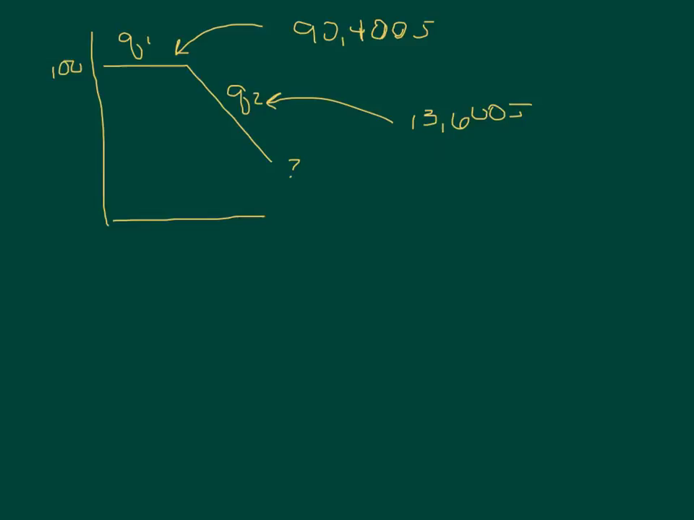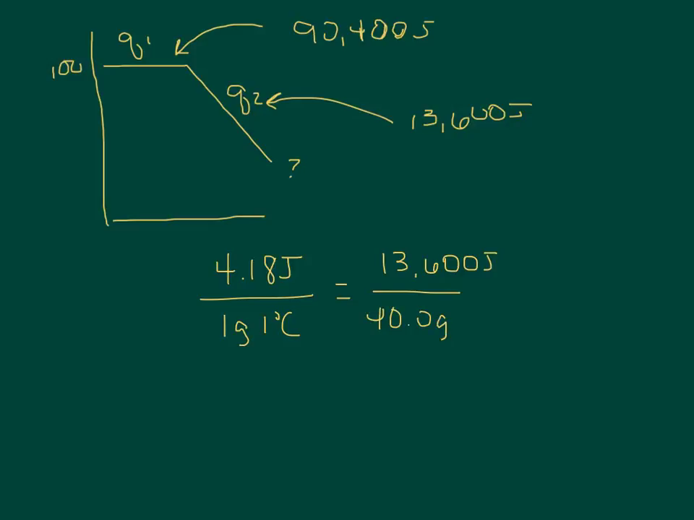Well, which one of my numbers is going to be useful in this temperature range? Below the temperature of 100, water is in the liquid phase, and so I'm going to be using 4.18 joules for every 1 gram, 1 degree Celsius. I know that I'm going to be working with 13,600 joules. That's how much I'm going to remove. The mass stays the same. It's 40 grams. And I need to solve for the degrees Celsius. How many degrees are going to change?